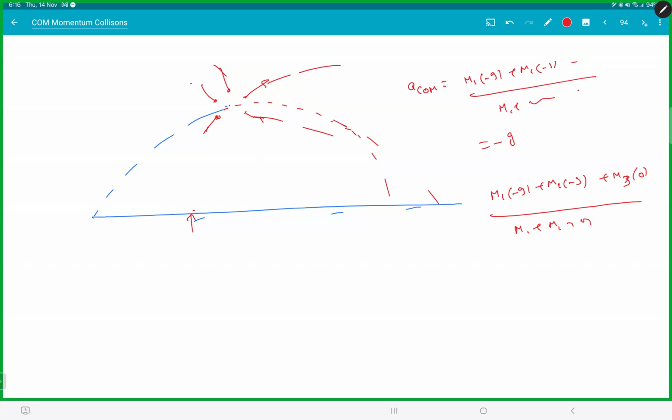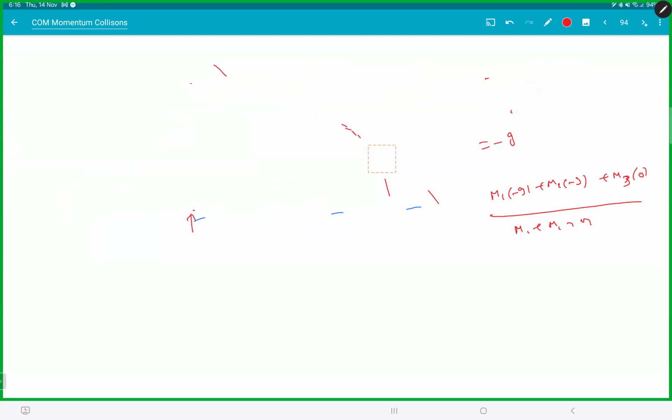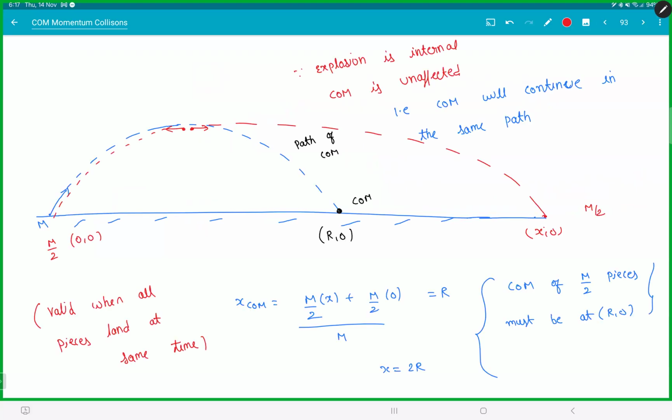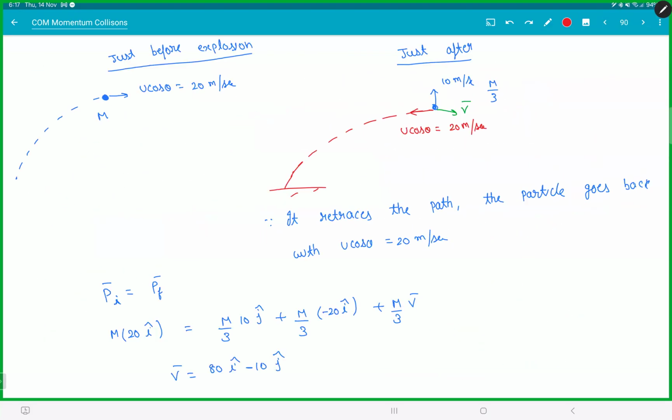Is this point clear? So be careful before using this method. This method will work only when you're sure all of them are landing on the ground at the same time. If they don't land on the ground at the same time, you don't have an option. This is the only way to do it. You conserve momentum, find the velocity, and then treat it like a projectile.